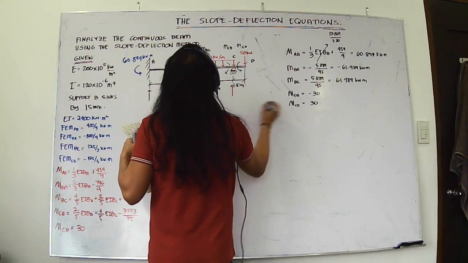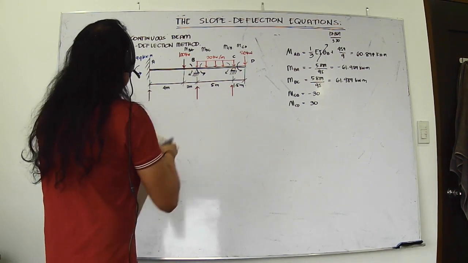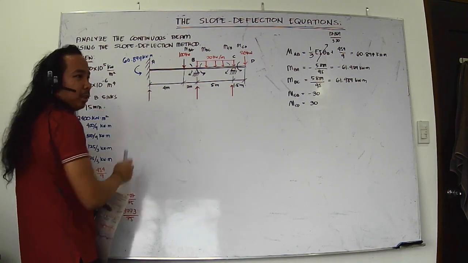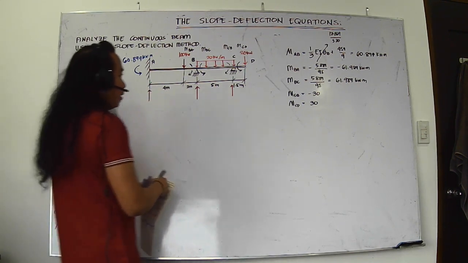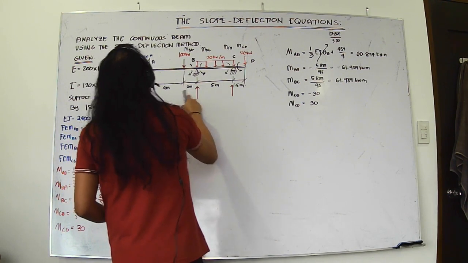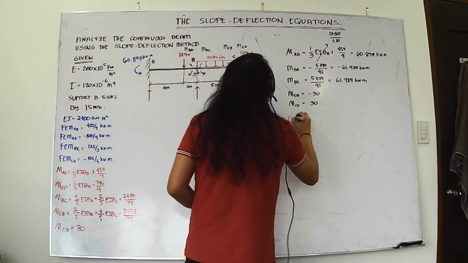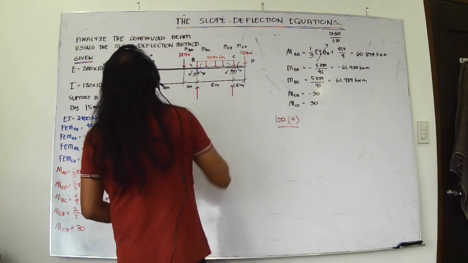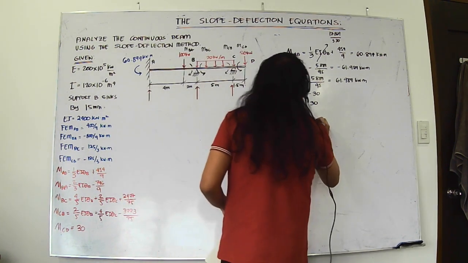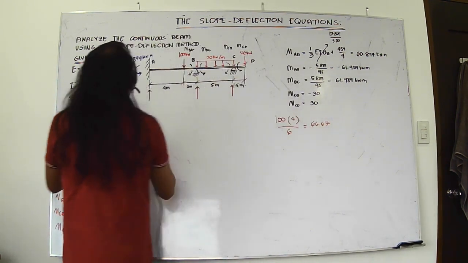I think I've told you the approach for this, right? To solve the reactions for AB, try to imagine this as a simple beam, okay? The reaction at B is 100 times the moment arm of 4, summing up moments at A, divided by the entire span, which is 6. That is 2/3 of 100, so that is 66.67.